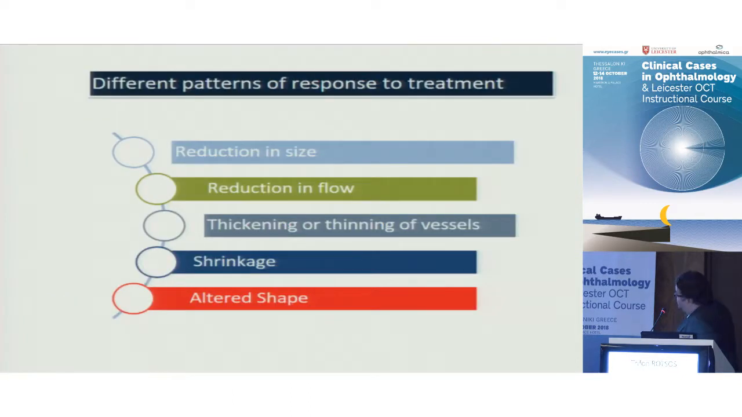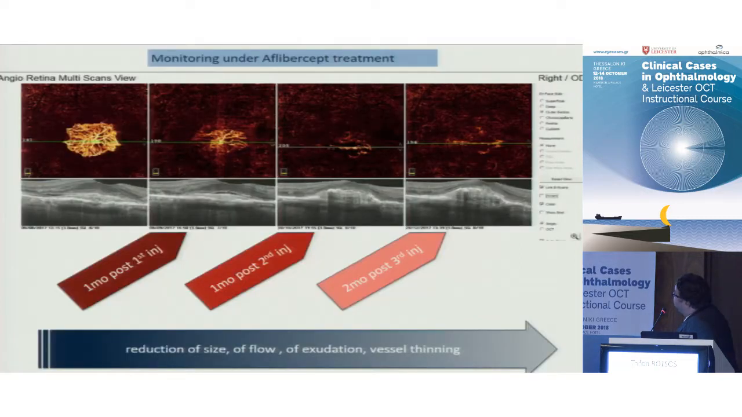Because as you can see in this slide, we can now see with the angio-OCT if the membrane has a reduction in the size, in the flow, if the vessels are thickened or thinned, if there is a shrinkage of the membrane, or if it changes shape. And here you can see exactly how this neovascular membrane responds to treatment.